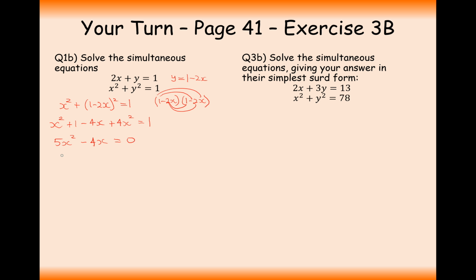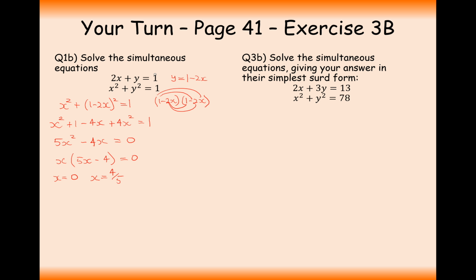So now I've got a quadratic equation here. The first thing I'm going to do is factor out an x. And now I've got two expressions that multiply together to make 0. So either x equals 0 or x equals 4/5.